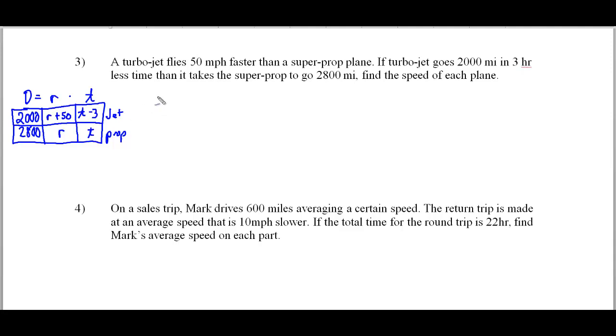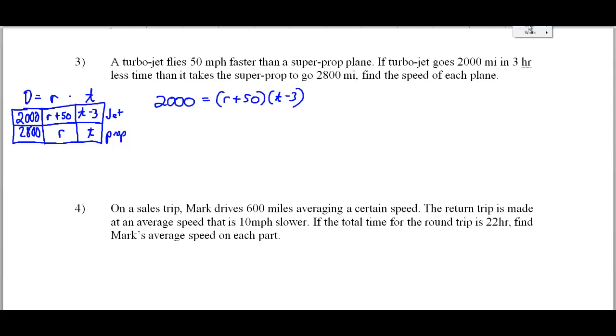Now let's write my jet equation first. 2,000 is equal to parentheses r plus 50 parentheses t minus 3. Because distance equals rate times time. Now, what I'm trying to figure out is if there's a cool way for me to get rid of this letter T right there. I'd be all for it.